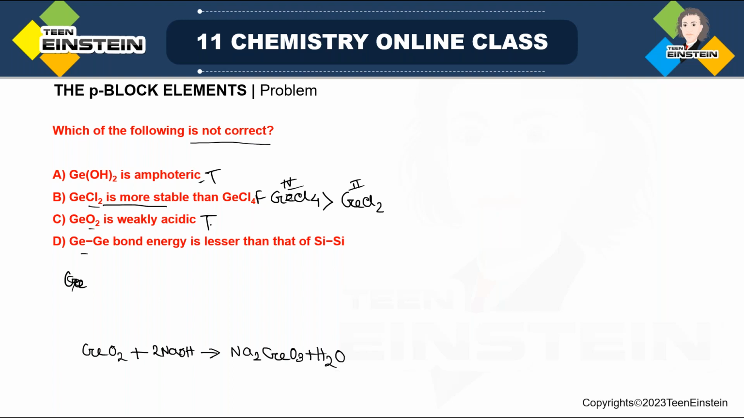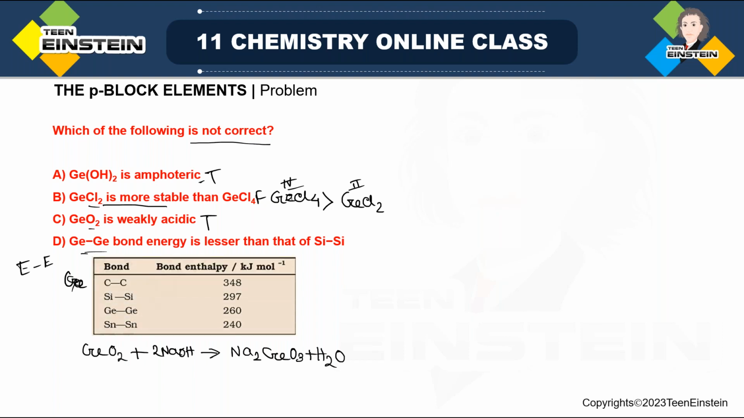It is true. And as we know, when we move down the group, the E-E bond energy, whether it is C-C or Si-Si or Ge-Ge, it decreases. This table is already shown. C-C, see, 348, then gradually it is decreasing. So it is 260, it is 240. So it is lesser than that of Si-Si, it is 297. So down the group, bond energy decreases. So this is the correct option because it is the wrong statement.